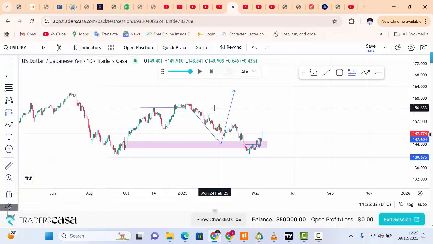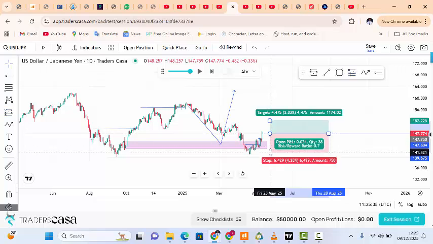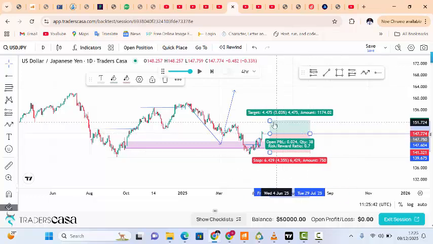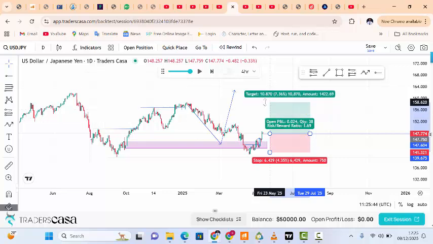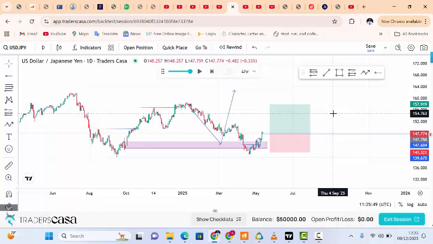Long position. We're buying from here, even if the market will still come down, you understand? But I'll put the stop loss here. Take profit here, the next swing high. Alright, just like that.